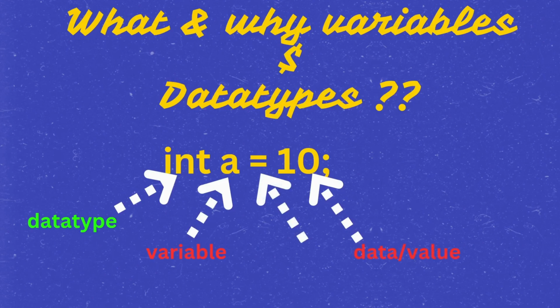Equal to over here is something called an operator. So in this tutorial, we'll learn about data type, variable, data and value. The operator we'll see in the next video.